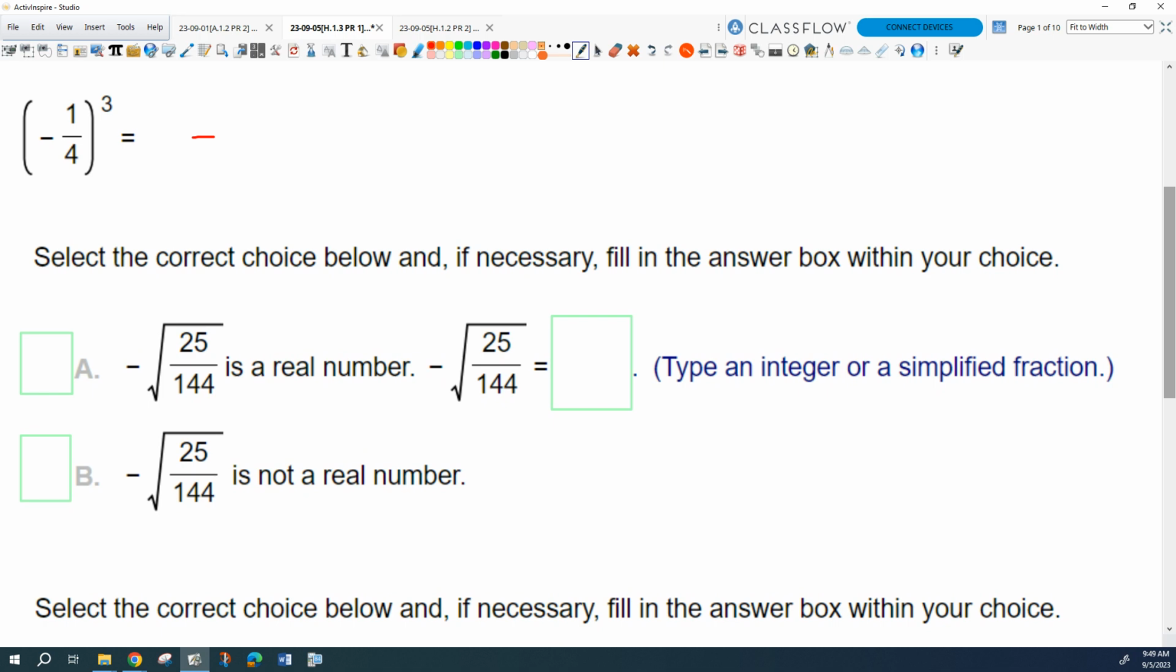You guys told me 1/64, right? How'd you get that? What'd you do? You could just multiply successively, but we can be a little more efficient than that. Okay, there you go. I'm just going to cube both the top and the bottom. There's my point. Okay, and that's going to give us our negative 1/64. Okay, good.